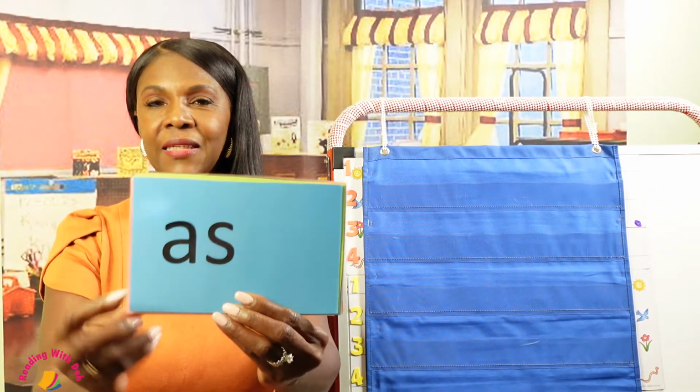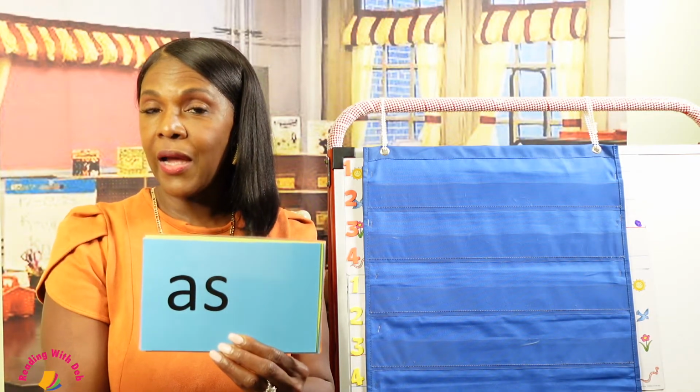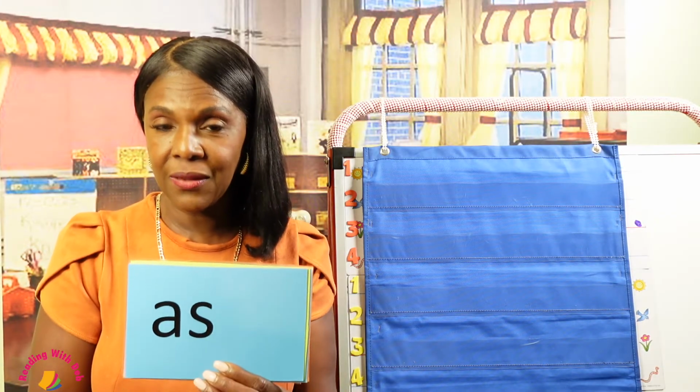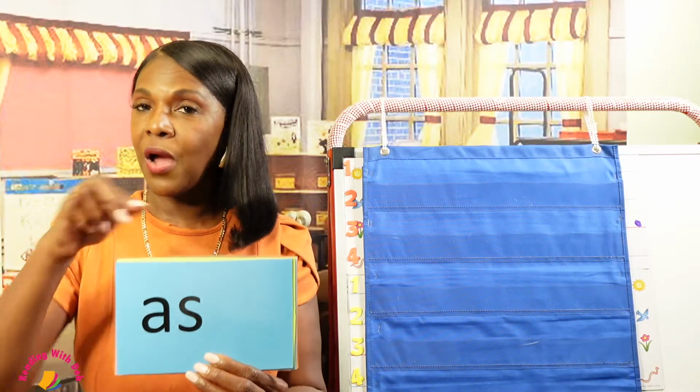Very good. Our sight word for this lesson is the word as. A-S, as. The sentence for as is, I work as a teacher. Now, the word as has several meanings, but in that sentence I just used, it was used as a preposition, indicating the role or function of something. Now let's continue practicing our other sight words.